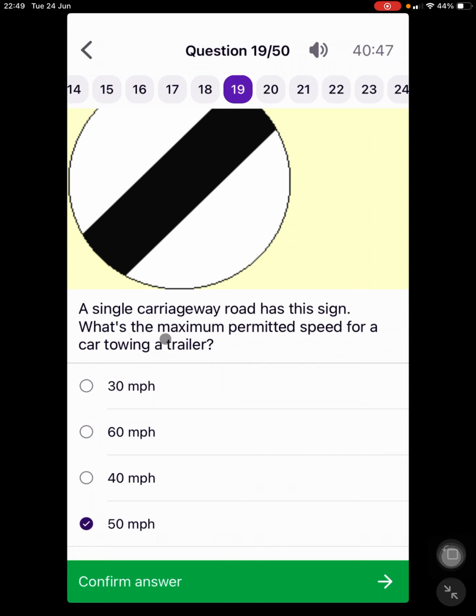Okay guys, so the speed limit on a single carriageway is normally 60, but when you're towing a trailer or caravan, then it's 50 miles per hour.